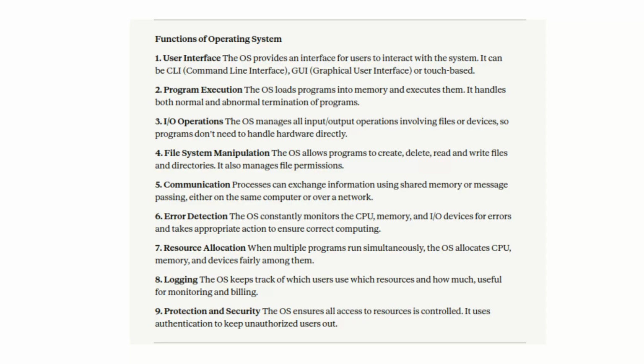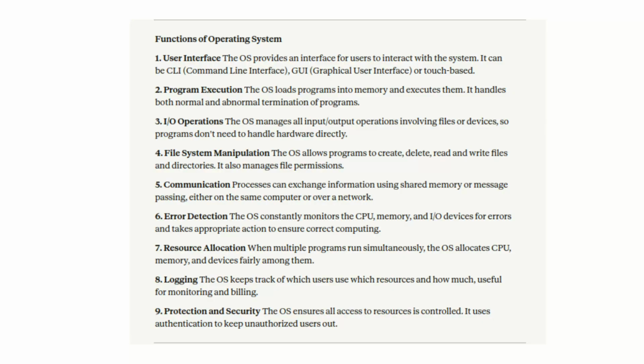Okay. Next is program execution. Program execution means you have to load the program. The OS can load a program into the memory and execute it. It can handle both normal and abnormal termination of programs. You have to understand that. We have already discussed it earlier also. To make execution of programs easier, we need this operating system environment, right? So it can load the program into the memory, and you can do normal as well as abnormal termination of programs also.